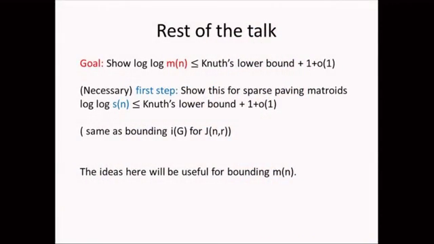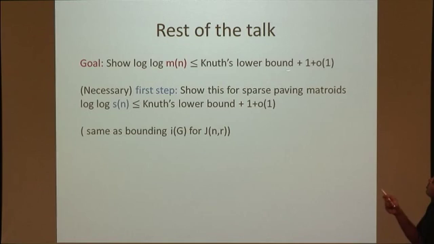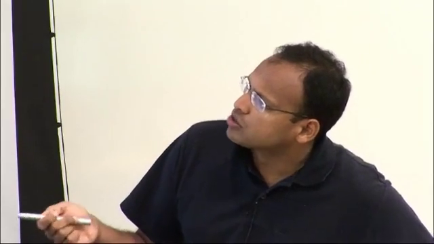Now we'll come to our upper bound. Recall our goal was to show that the log number of matroids is at most Knuth's lower bound plus 1 plus order 1. When we first started thinking about this problem, the first idea was: if you want to upper bound the number of all matroids, you better at least be able to upper bound the number of sparse paving matroids by something close to Knuth. If you can't even do sparse paving, there's no hope you can upper bound everything. So that's the step we focused on.